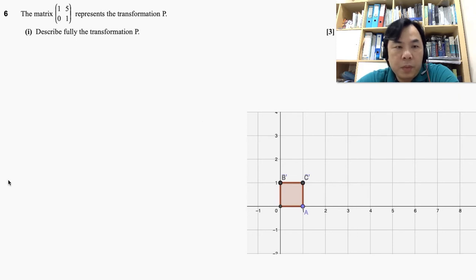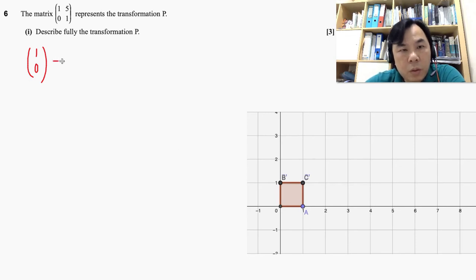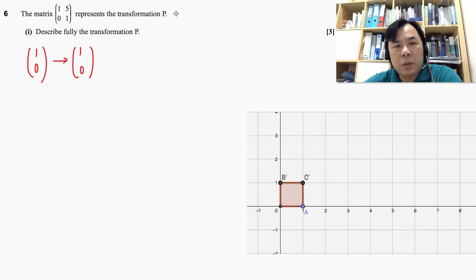Just to explain a bit, this (1, 0) means the original coordinate (1, 0). Now, the structure of this means the first column, (1, 0), refers to transforming this coordinate (1, 0) to (1, 0). So when coordinate A at (1, 0) is transformed under this matrix P, the image will still remain as (1, 0), which means there's no change. You can see that this (1, 0) is the same as the coordinate A itself.